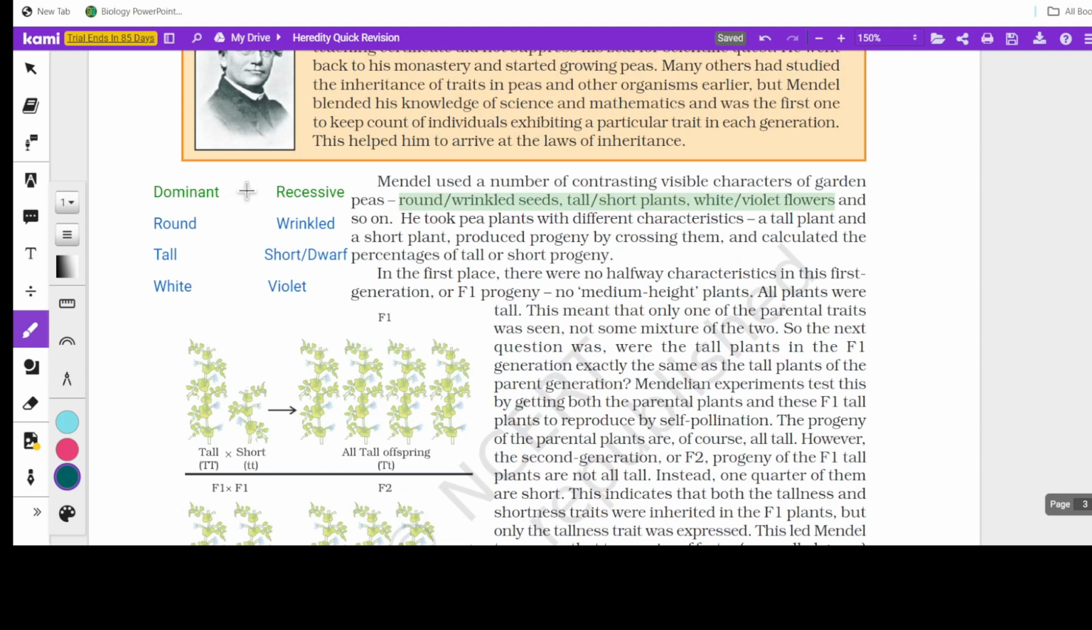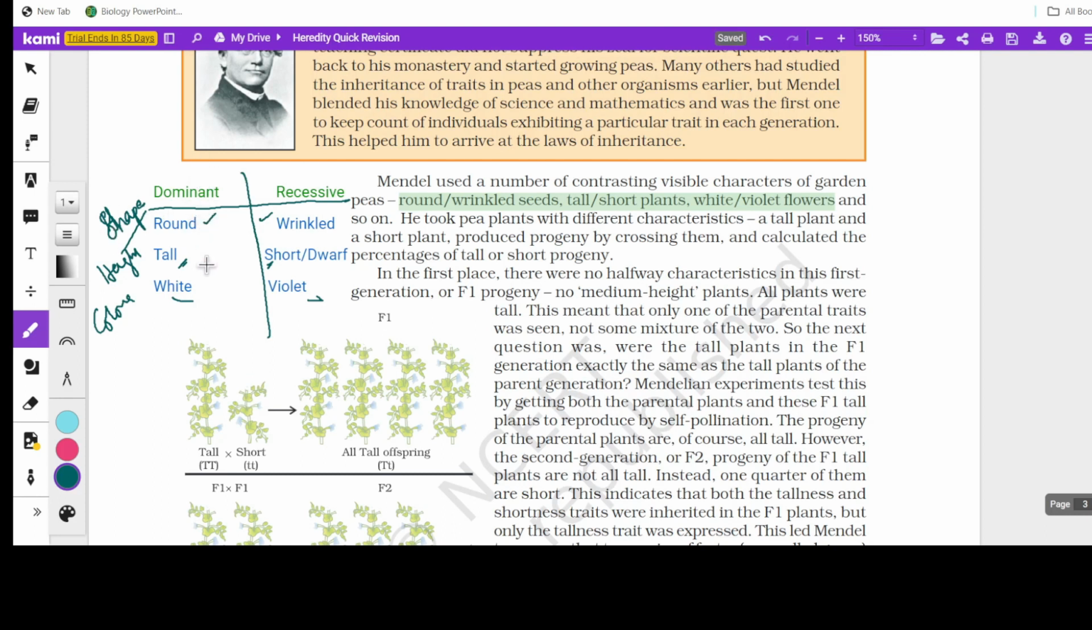Now dominant and recessive traits which Mendel studied. Three characters are given. So you must know the difference between character and trait. This character is shape, and the trait or the choices in that include round and wrinkled. So these are traits and shape is the character. Similarly, height, a character, has two traits, tall and short. Color, a character, has two traits, white and violet. So you should know the difference between a character and a trait.